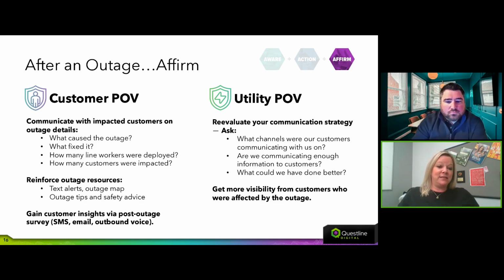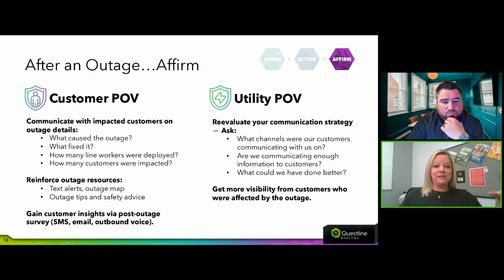And then finally, one of the things that we've been looking into a lot lately is gaining customer insights via a post-outage survey. And that could be SMS, email, outbound voice, what have you. But to gain those customer insights, which really helps the utility's point of view, after the outage you want to focus on reevaluating your communication strategy. This will require enhanced visibility into customers who have been affected by the outage. This would require real-time customer information associated with the outage journey, what channels customers are using, and what is the opinion of how we are communicating and what we could have done better.